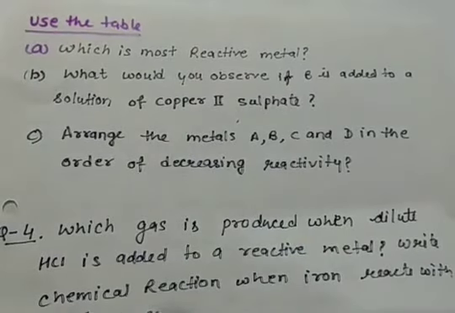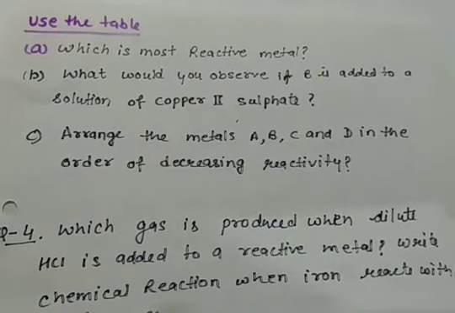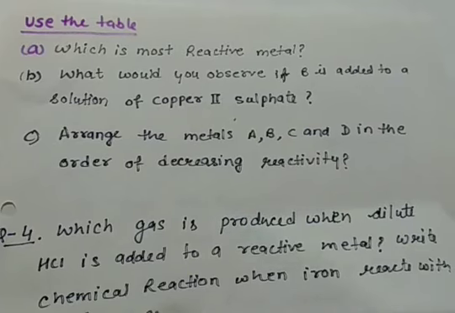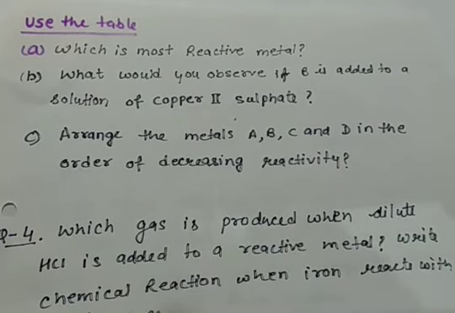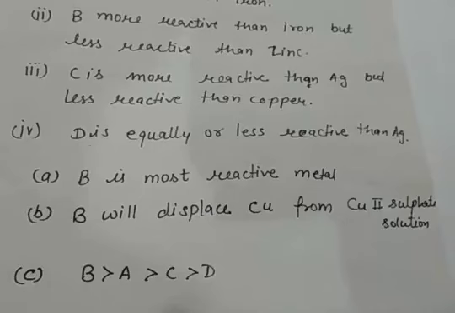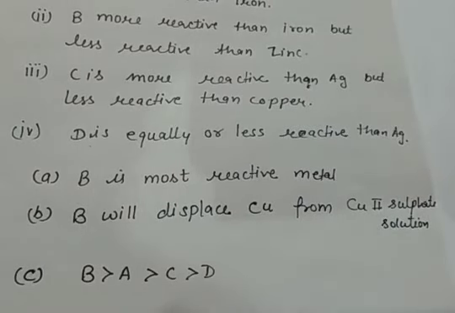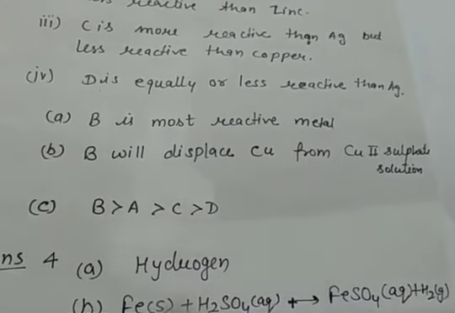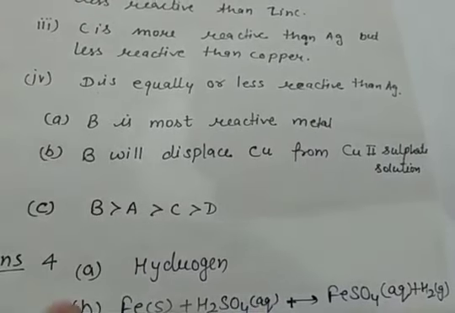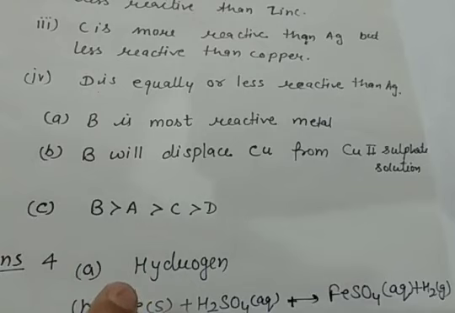Then our second question is, what would you observe if B is added to a solution of copper 2 sulfate? And the third question is, arrange the metals A, B, C and D in the order of their decreasing reactivity. So B will displace copper from copper 2 sulfate solution, as B is more reactive than copper, and the reactivity series in the decreasing order of activity becomes B is greater than A, A is more reactive than C, and D is the least reactive metal.